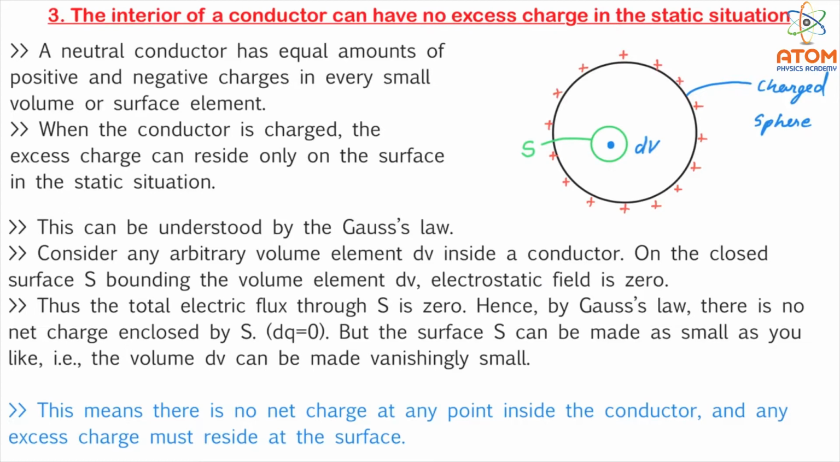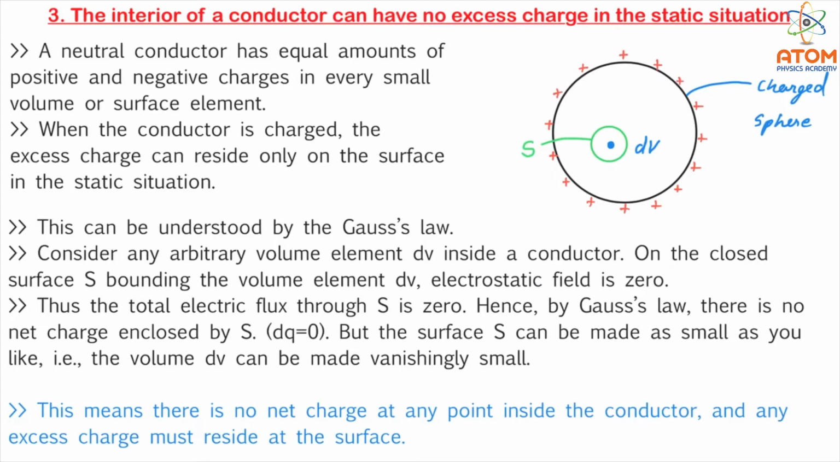I repeat, as we have said that everywhere here electric field is 0, so on this Gaussian surface also electric field will be 0. If electric field is 0, then as per the Gaussian equation the charge will also be 0.